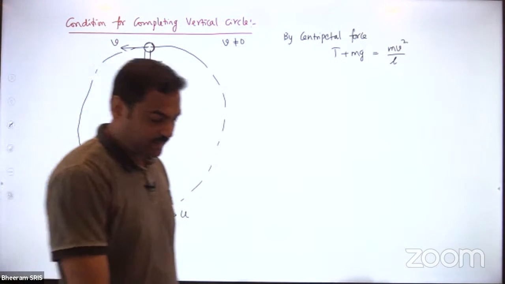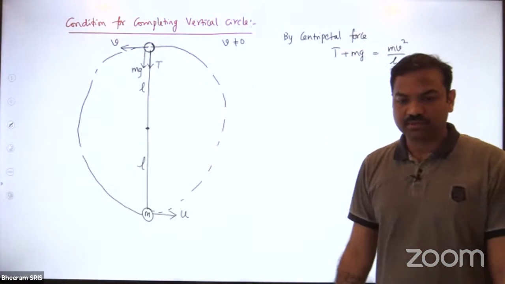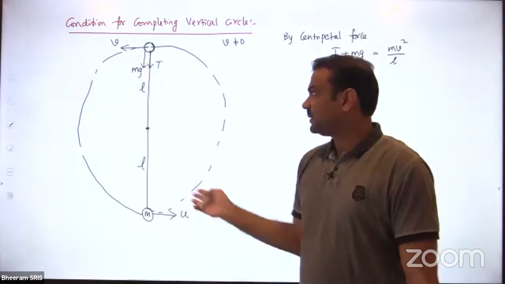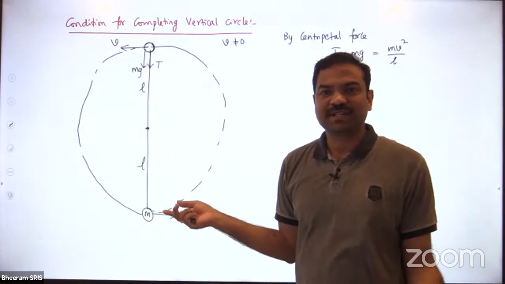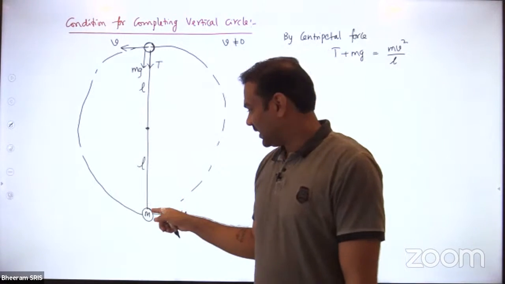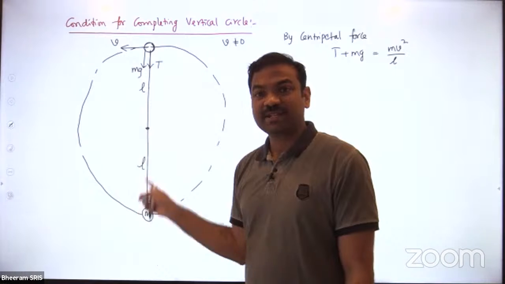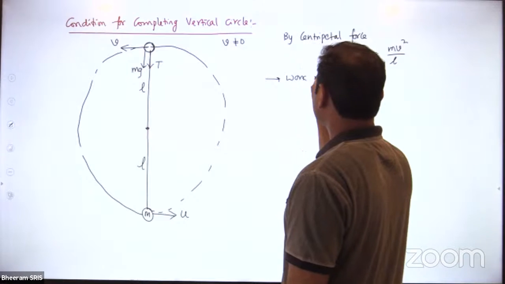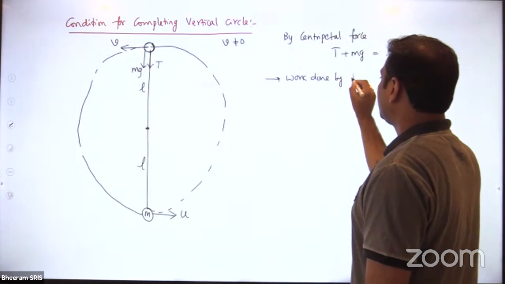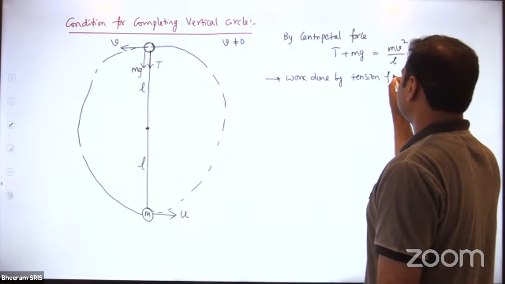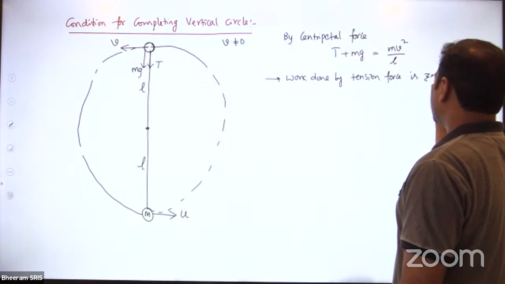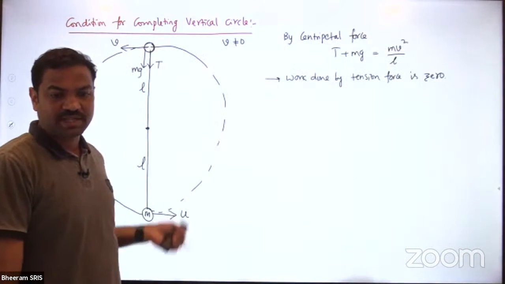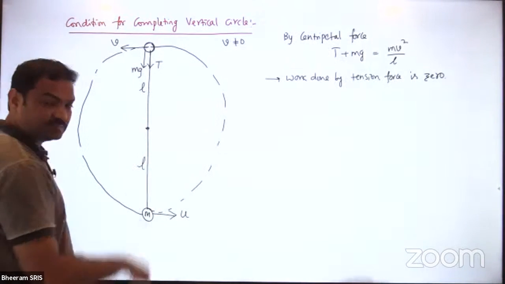So then what is the relation between V and U? I want to find out the relation between V and U. You can conserve the mechanical energy because no external force is acting and no non-conservative force is acting. Whatever the tension force is, the tension will do zero work, because tension is always perpendicular to displacement. Tension is a radial force, so it always acts along the radial direction, and the radius is L.